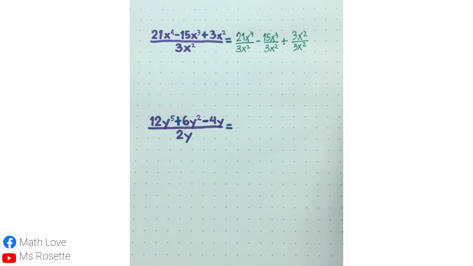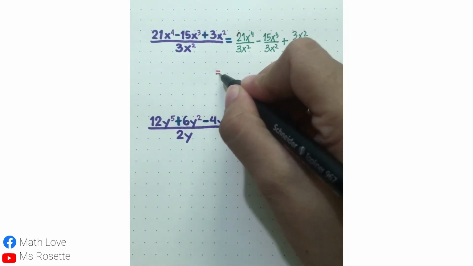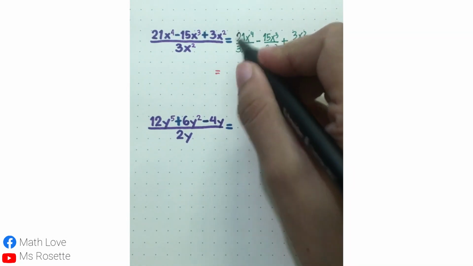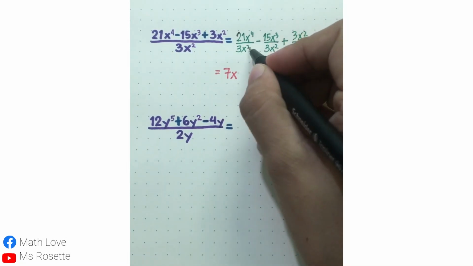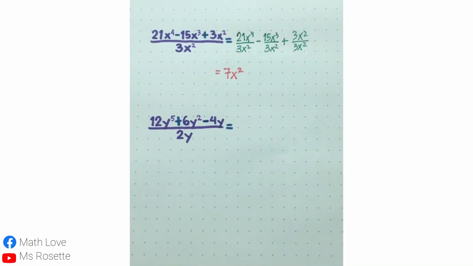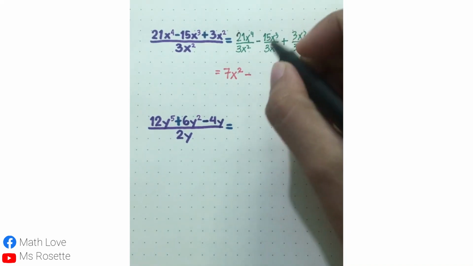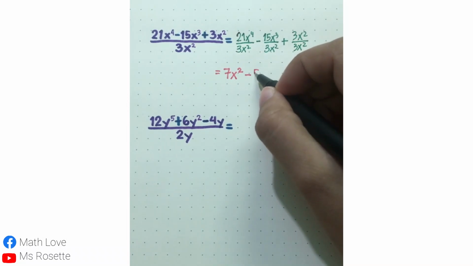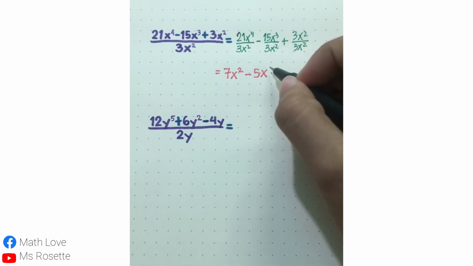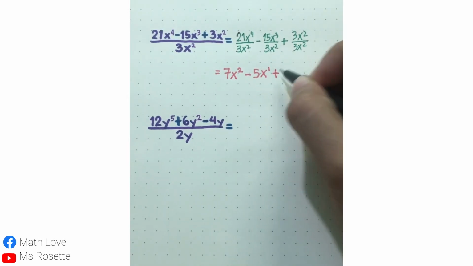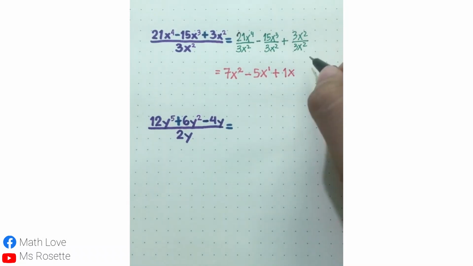Now, let us simplify. So, magsimula tayo dito sa unang term. 21 divided by 3. That's 7. And copy the variable x and subtract their exponent. 4 and 2. 4 minus 2, that's 2. Alright, next. Copy the minus sign. 15 divided by 3, that's 5. Copy the variable and then subtract 3 minus 2, that will be equal to 1. Isulat pa rin natin, ha? Later, i-remove naman natin yan. Then, copy the plus sign. Alright? Then, 3 divided by 3, that's 1. And then, x, copy. Then, subtract their exponent, 2 minus 2, that's 0.